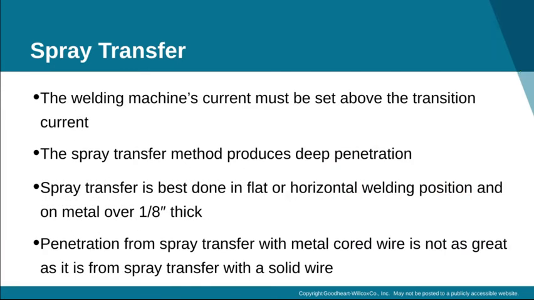Welding machine's current must be set above the transition current. The spray transfer method produces deep penetration. Spray transfer is best done in flat or horizontal welding positions and on metal over an eighth inch thick.